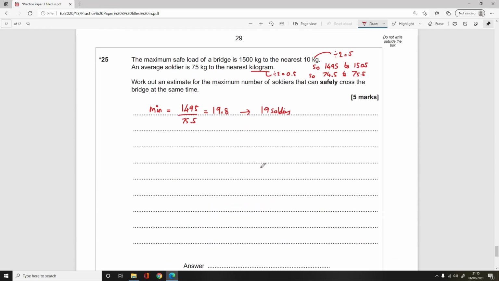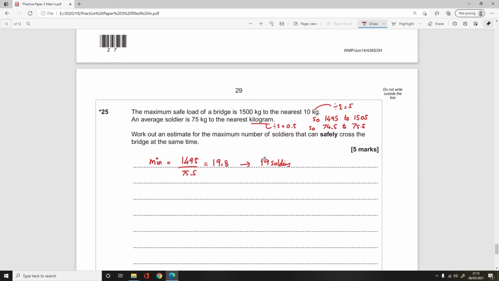Okay, last question. So this is a bounds question, and 5 marks again. Generally speaking, we're going to get 1 mark for each of these ranges. So if the maximum safe load of a bridge is 1500 to the nearest 10, what you do with to the nearest is halve it to get 5, add it on, take it away, HAT. So we're going to go from 1495 to 1505. If you have either of those numbers for the bridge, you get a mark.